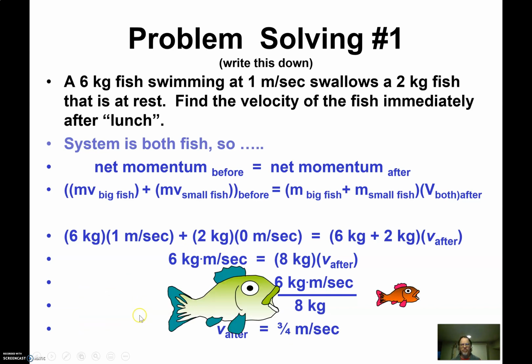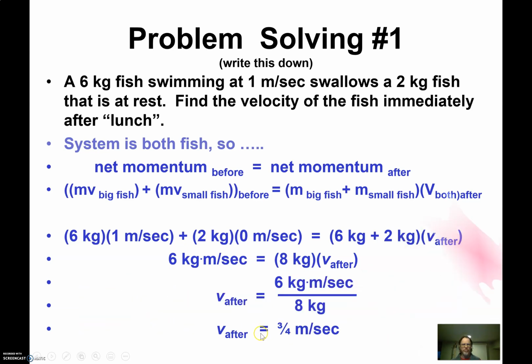And there's the big fish. Oh, blood in the water. Look at that. Let's see that one again. Okay.